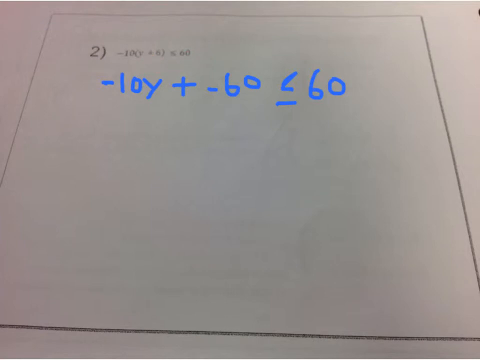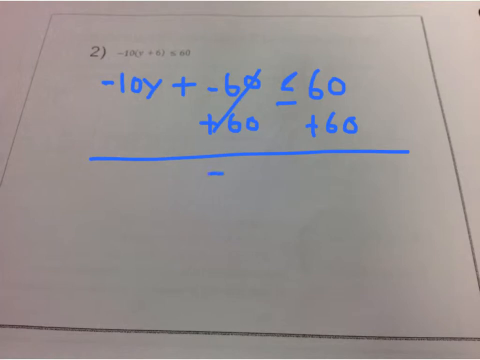All right, so now I'm left with a two-stepper. Let's get rid of our adding or subtracting first. We have a negative 60. Canceling that out by adding 60 to both sides. And we're left with negative 10y is less than or equal to 120.